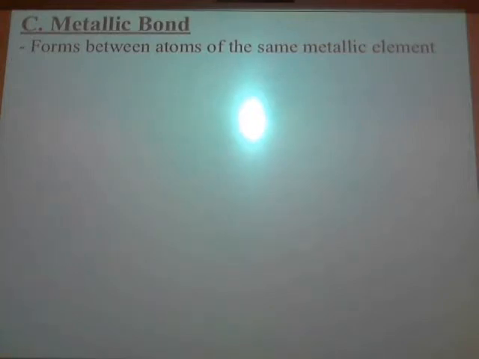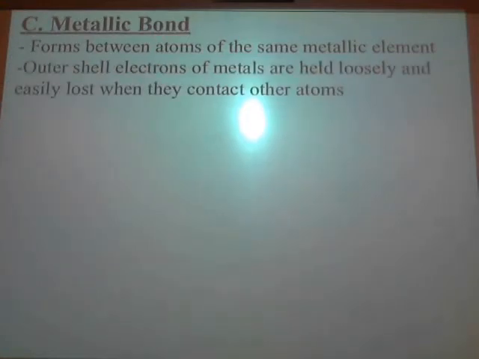Okay. Well, let's describe what the metals look like. We all kind of know this. Metals have very few electrons. They're on the left side. They have few electrons, and they're not held very tight. The outer shell electrons are held loosely. When they contact other atoms, they can lose them. Just a little bit of energy, and you can knock those electrons off. Those electrons are kind of free to be kicked around, lost.